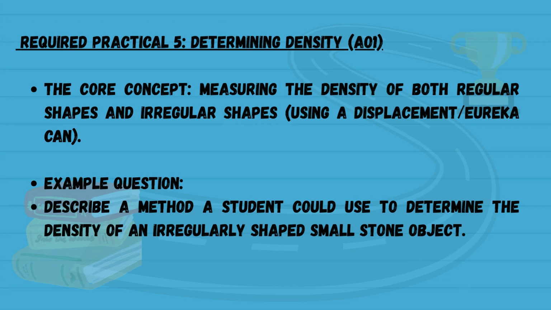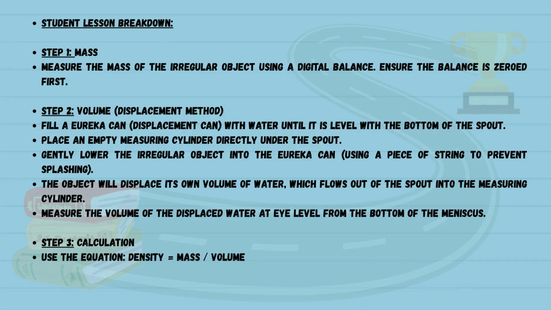Example question: describe a method a student could use to determine the density of an irregularly shaped small stone object. Student lesson breakdown. Step 1, mass. Measure the mass of the irregular object using a digital balance. Ensure the balance is zeroed first.